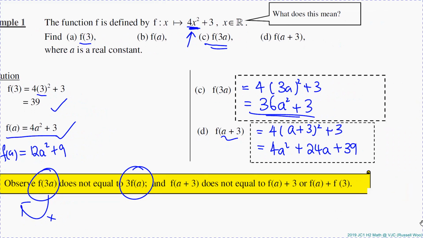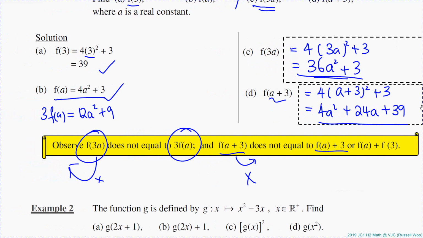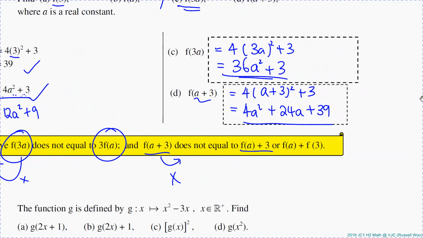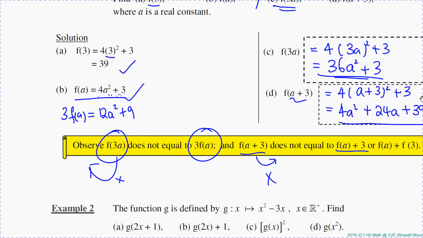What about F(a) plus 3? You cannot also just take out the 3 like that. It does not work. Because F(a) plus 3 is just 4a squared plus 6. Clearly very different. So that is what example 1 is trying to say.